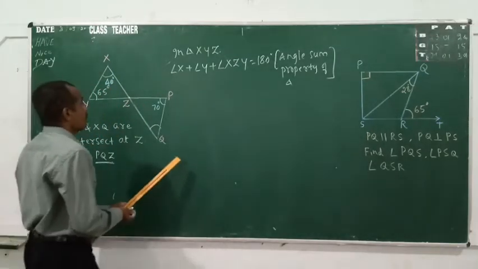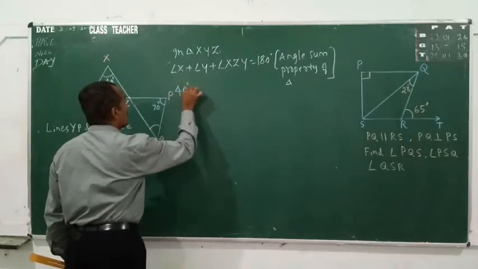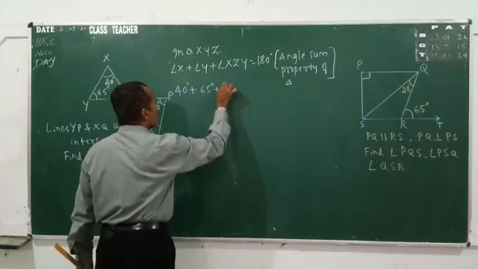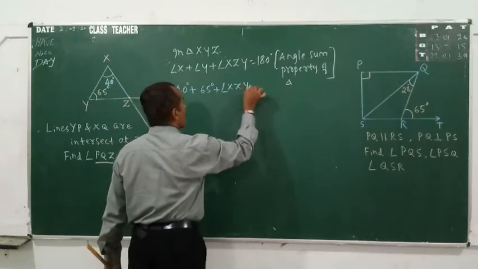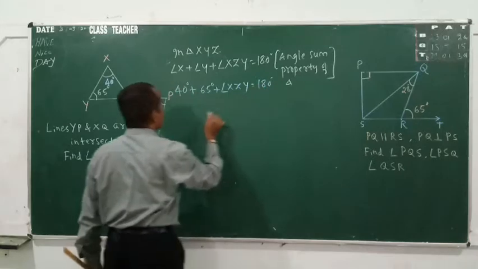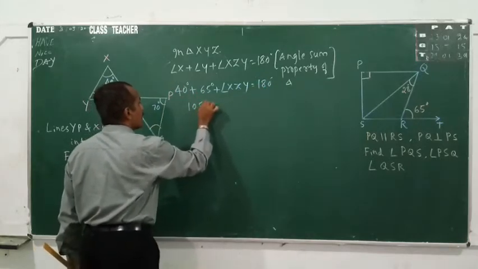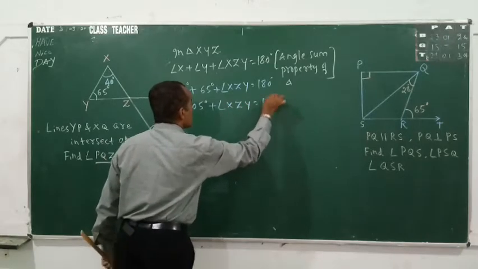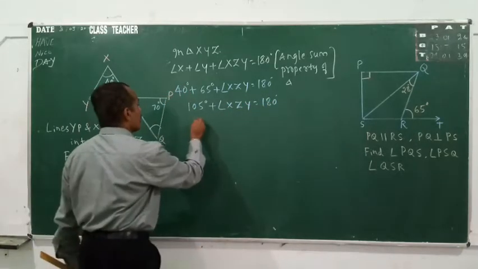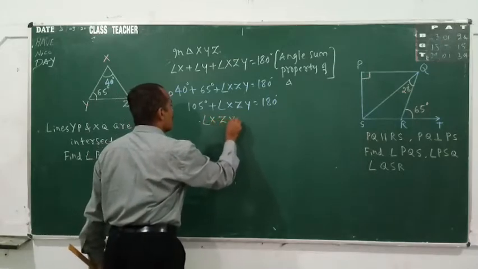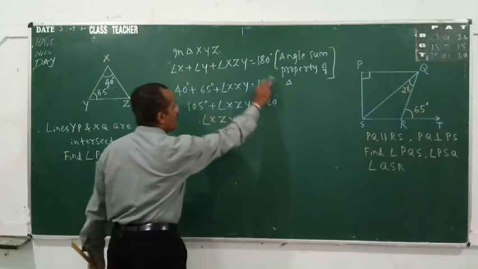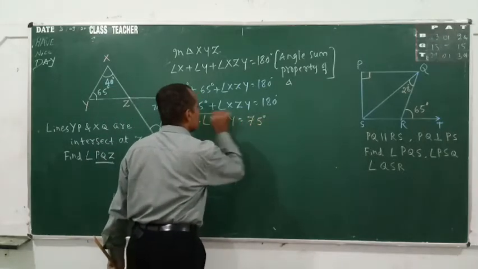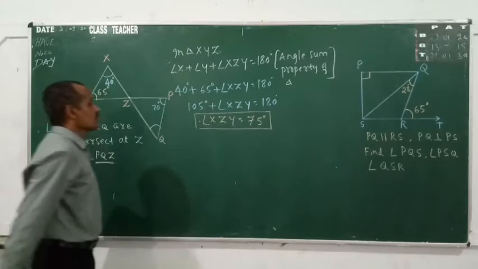Angle X 40 degrees plus angle Y 65 degrees plus angle XZY is equal to 180. The total is 105 plus angle XZY is equal to 180. Therefore, angle XZY is equal to 180 minus 105, which gives you 75 degrees. So you got one of the angles.